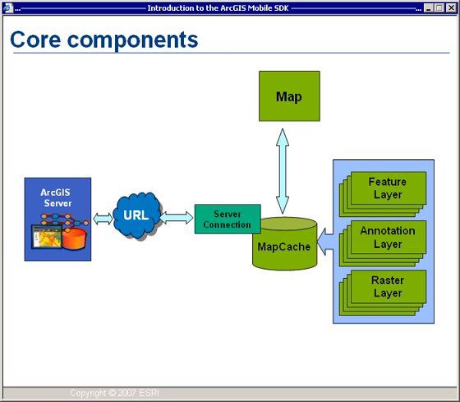We have a map component. We can't forget about that. The map component works directly with the map cache, and it takes responsibility for rendering the layers inside the map. And on top of the map, we have a set of map actions that we'll look at in more detail.